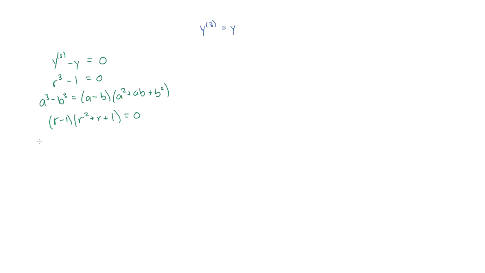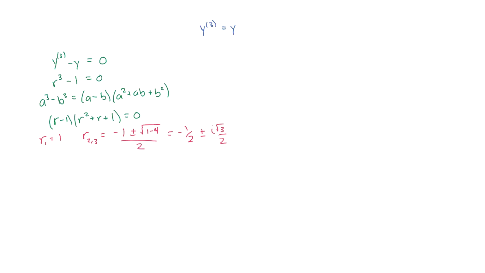So we could say that the first root is simply equal to 1, and then to solve the roots of this polynomial, we have to use the quadratic formula. So we're going to say r2 and r3 are going to equal this. So then this equals negative 1/2 plus or minus i square root 3 over 2.